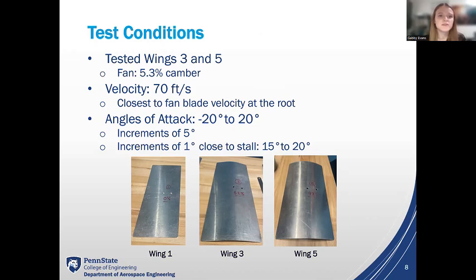We chose a velocity of 70 feet per second because the wind tunnel had a max of 80 feet per second. So this was in that range, but it also closely matched the fan blade velocity at the root, which we found earlier. For angles of attack, we used a range of negative 20 degrees to 20 degrees in increments of 5 degrees, except between 15 to 20 degrees where we used increments of 1 degree because we expected this range would be where the wings might stall, and we wanted more data for that point.